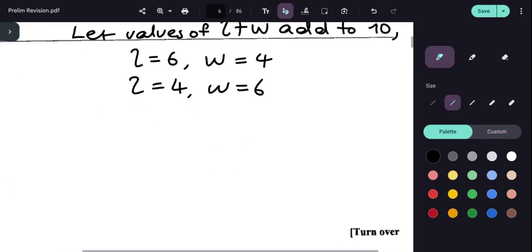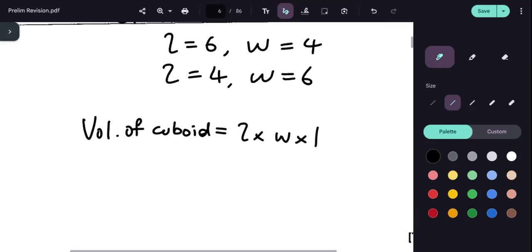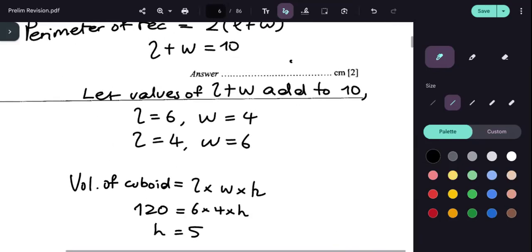If you want to find the height, this one I'll zoom in a bit. Volume of cuboid, this one very easy. What is the formula? Length, width, and height. So we are told that the volume is 120. So 120 is 6 times 4 times h. What is h? H is 5. Answer 5. That's it.